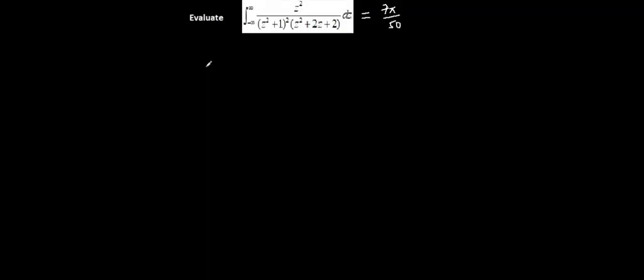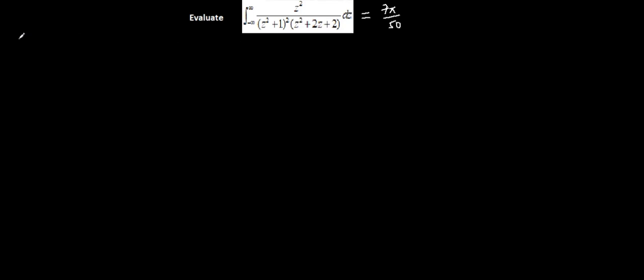In this video, we're going to be evaluating the integral from minus infinity to infinity of z squared over (z squared plus 1) all raised to the power of 2, into (z squared plus 2z plus 2) dz. You have to evaluate that this is equal to 7 pi over 50. So this is an example under calculation of definite integrals by residue. We're going to be jumping right into this.